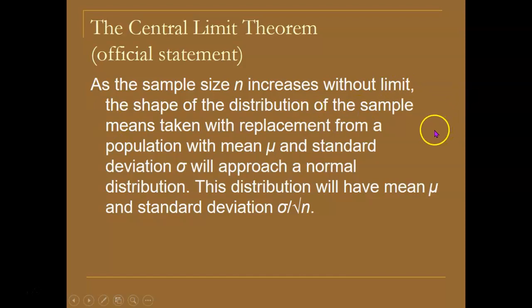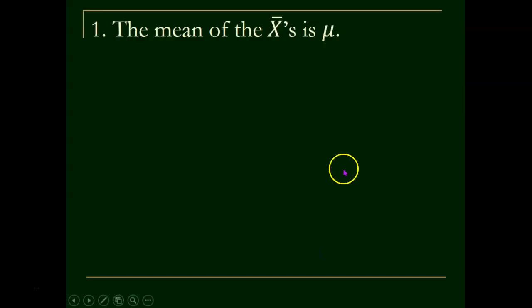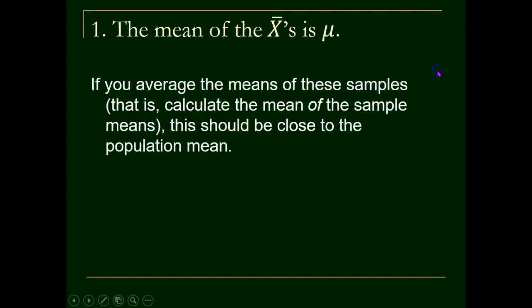Okay, now I'm going to try to tell you what this actually means from a practical standpoint. It tells us three things. Number one, it tells us that the mean of all of those different sample means should be equal to the population mean. The mean of the x bars is mu.